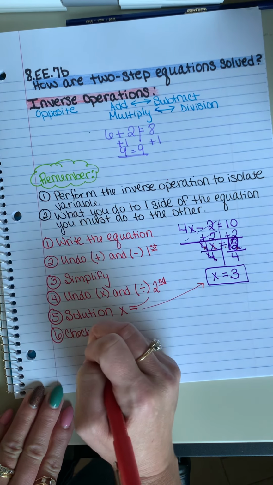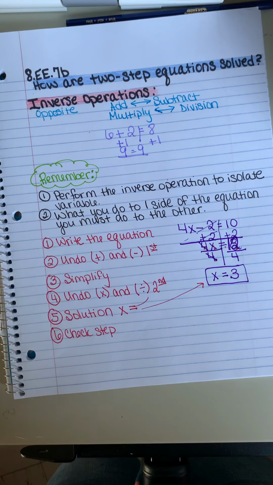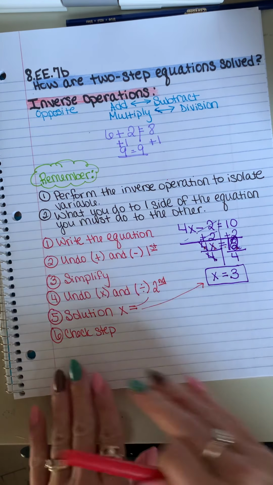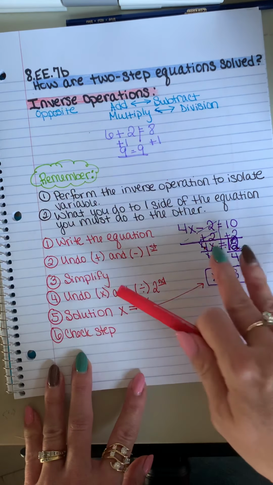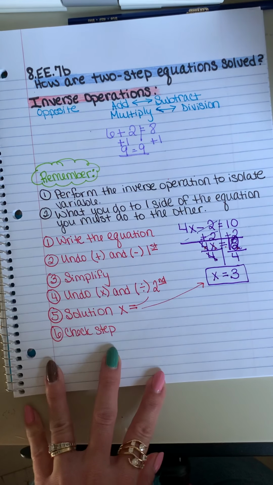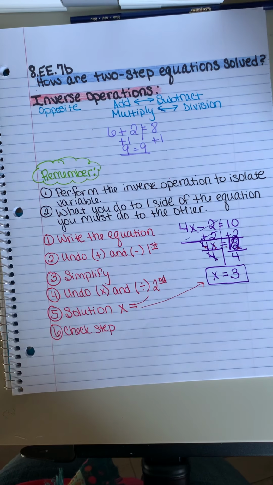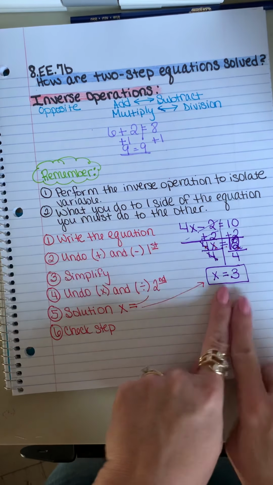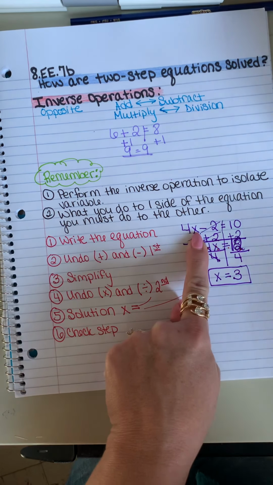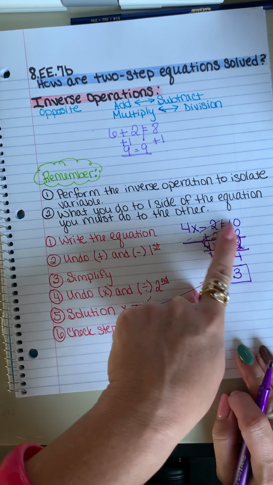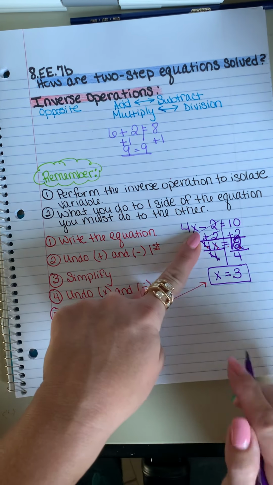You need to make sure you're doing a check step, because if you possibly made a mistake, this is where you will catch that mistake and you'll automatically know if you solved the equation correctly. So it's like instant gratification. You're going to know right away if you did it correctly or not. So the check step works like this. We're going to take our solution of x equals 3 and substitute it back into the very original equation. So we're going to go all the way back to the beginning and plug 3 in for x.